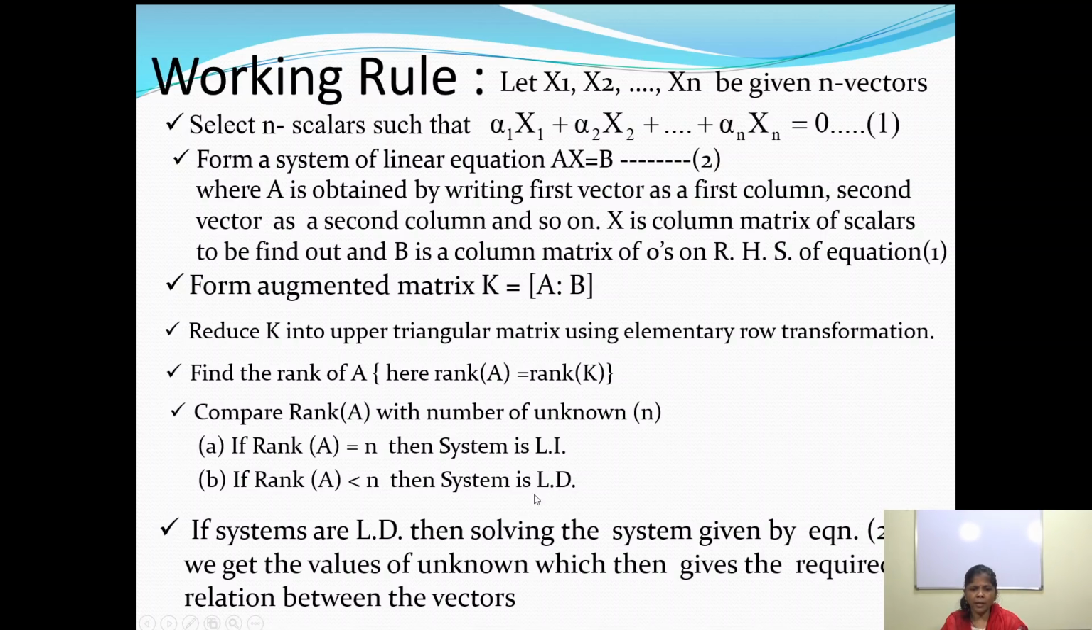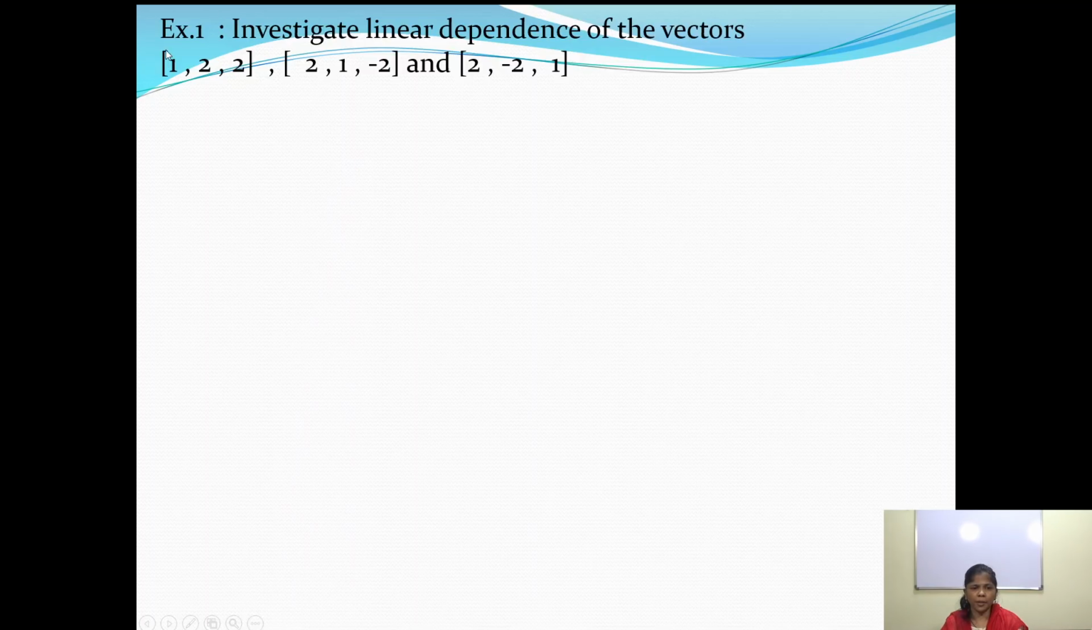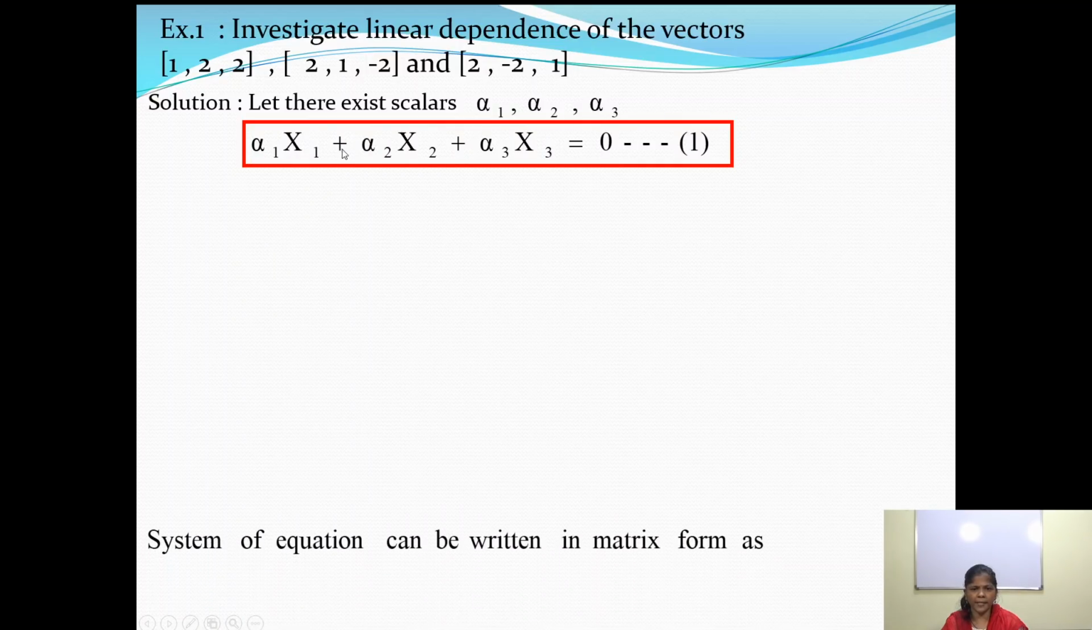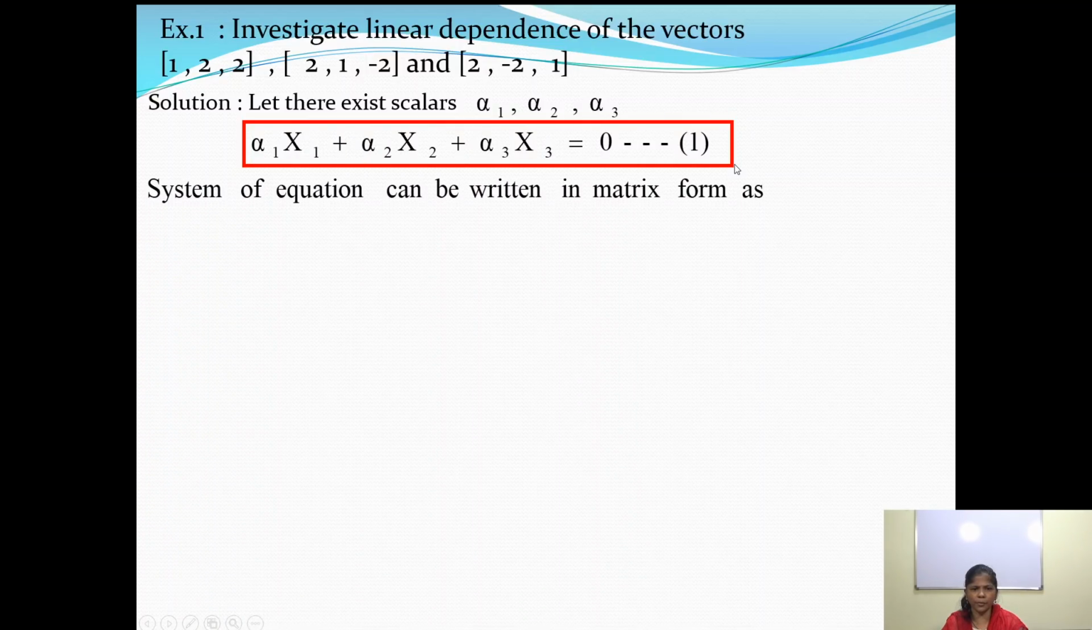If linearly dependent, just solve the system of equations for the unknowns and get the required relationship between the given vectors. Now, with this let us see how to solve an example. The first example is to investigate linear dependence of the vectors (1, 2, 2), (2, 1, -2) and (2, -2, 1). As three vectors are given, let us denote them by x1, x2, x3. So let there exist scalars alpha 1, alpha 2, alpha 3 such that alpha 1 x1 + alpha 2 x2 + alpha 3 x3 = 0.